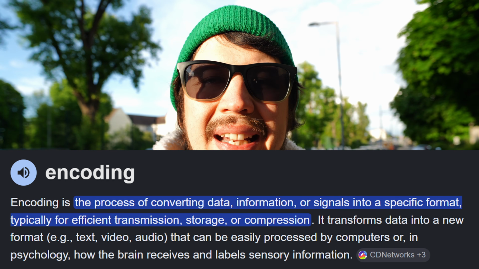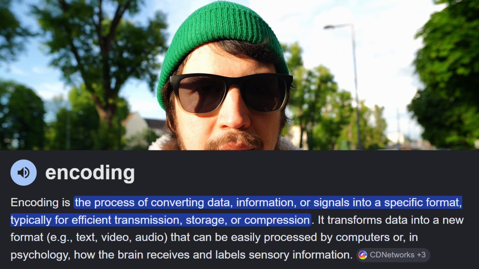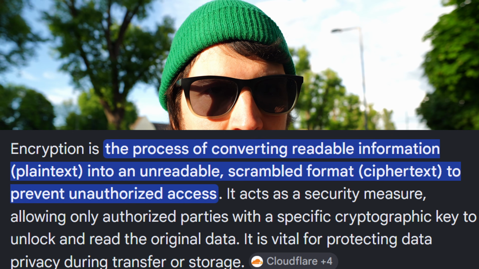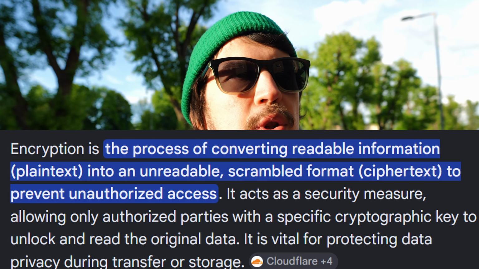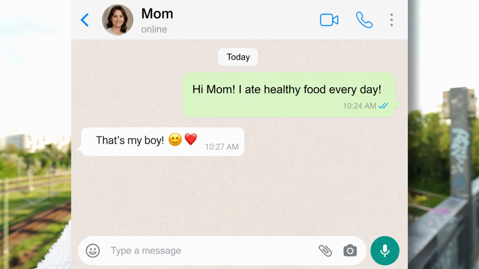That so-called encoding is the way to represent the information. It's not about hiding information, which is encryption. It's more like how we represent our spoken language by spelling in letters. So if I want to send a message, for example, "Mom, I eat healthy food every day," it has to be encoded in zeros and ones. And only in this shape can it be transferred, since we are using electronic devices, not radio.